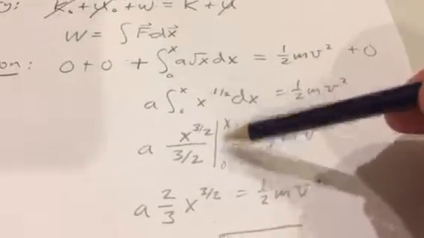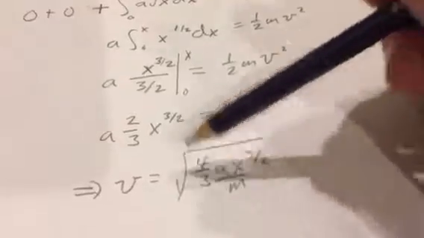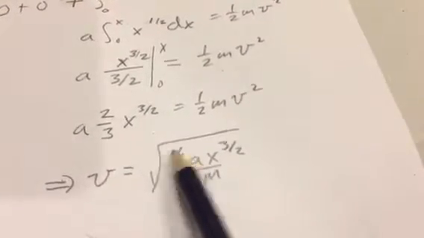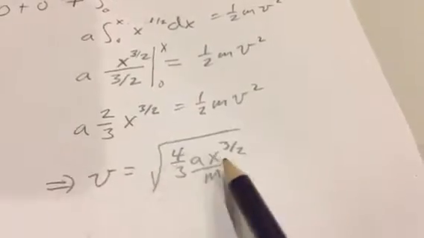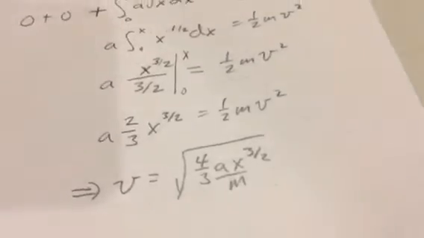And so if you put the 0 in there, that becomes 0 for that term. And then if you solve for velocity, you get this. In the back of the book, it's a little bit different because they took the square root of 4 and got 2. And they took the square root of x to the 3/2 and got x to the 3/4. All right, hope that helps.